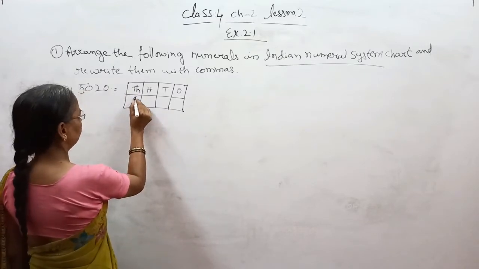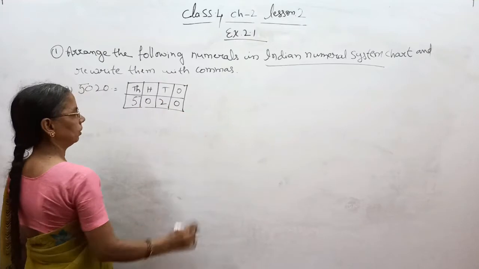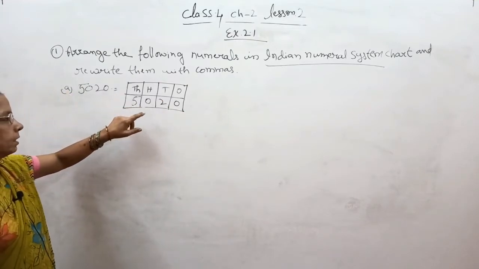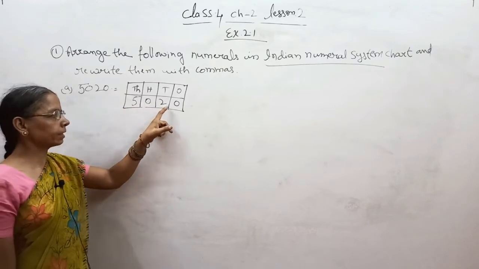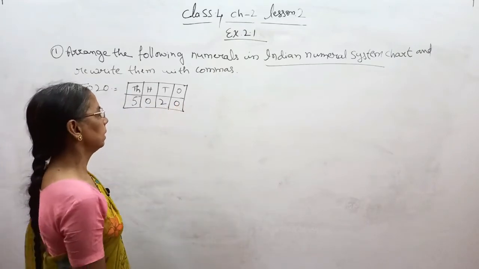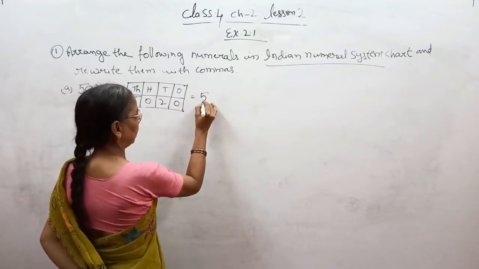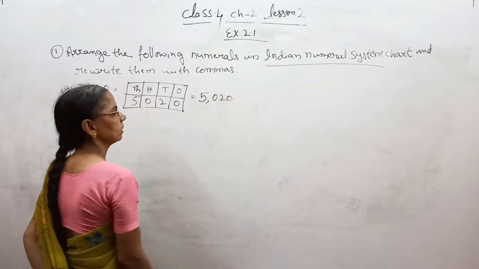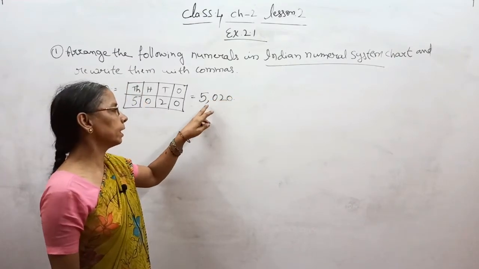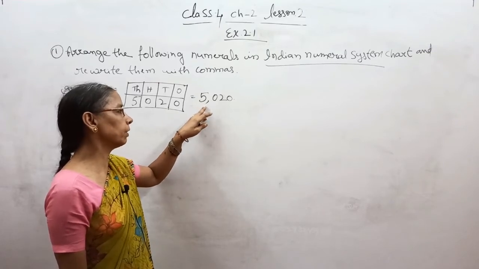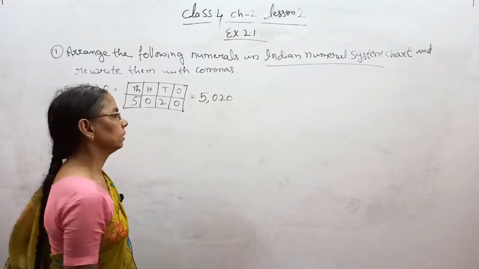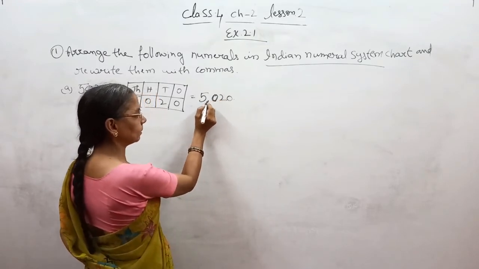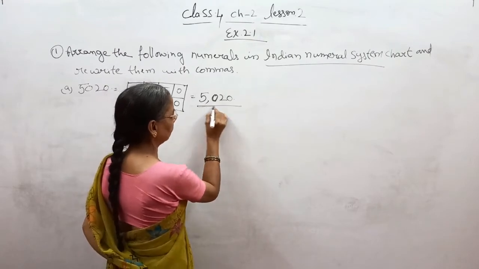Now 5, 0, 2, 0. Here 5 comes under the thousand place, 0 under hundreds, 2 under tens, and 0 under ones. Then we write 5,020, because in the Indian system, before thousand we have to put the comma. It means we put the comma after the hundreds place. Like this we have to write this number.